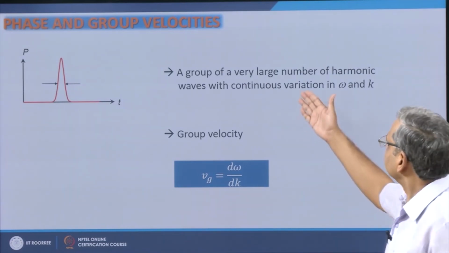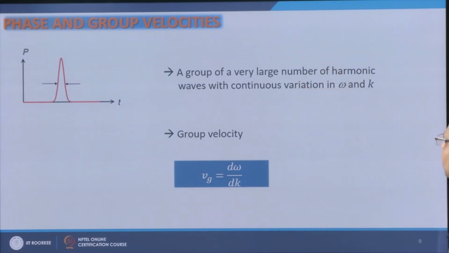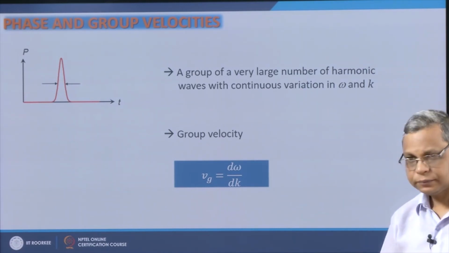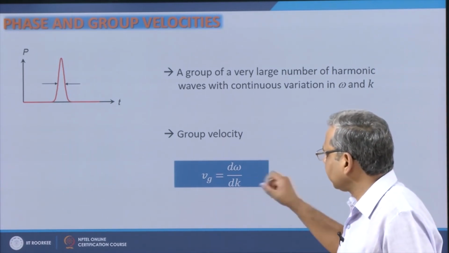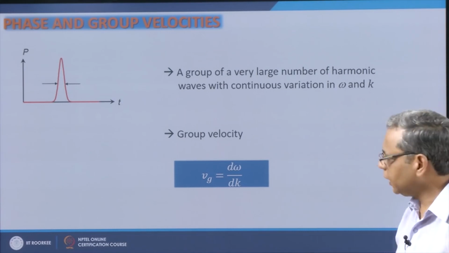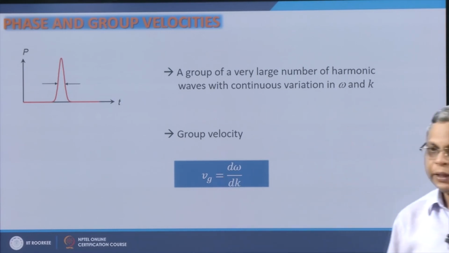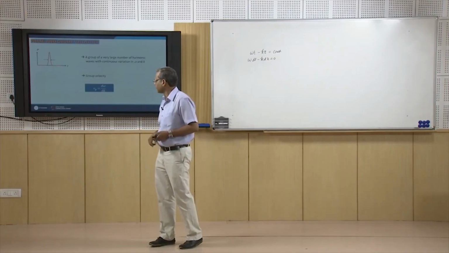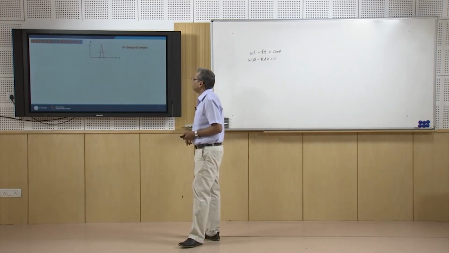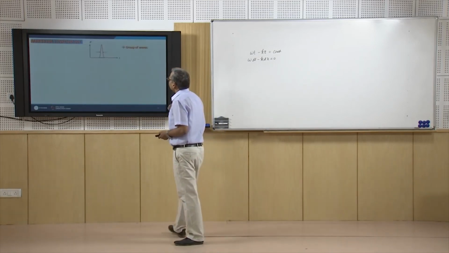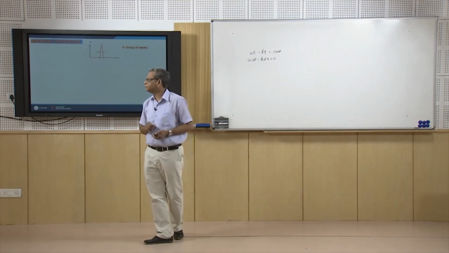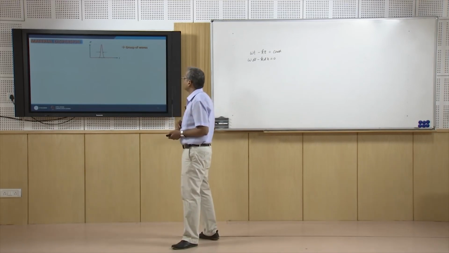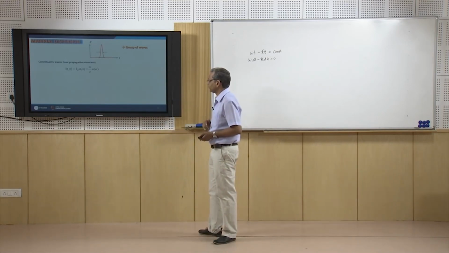If I have this very large number of harmonic waves with continuous variation in omega and k, in such a situation delta omega over delta k would now become d omega over dk, and the group velocity will be given by d omega over dk. So, now if I send this pulse through a material, that material can be the material of optical fiber, then it is a group of waves.